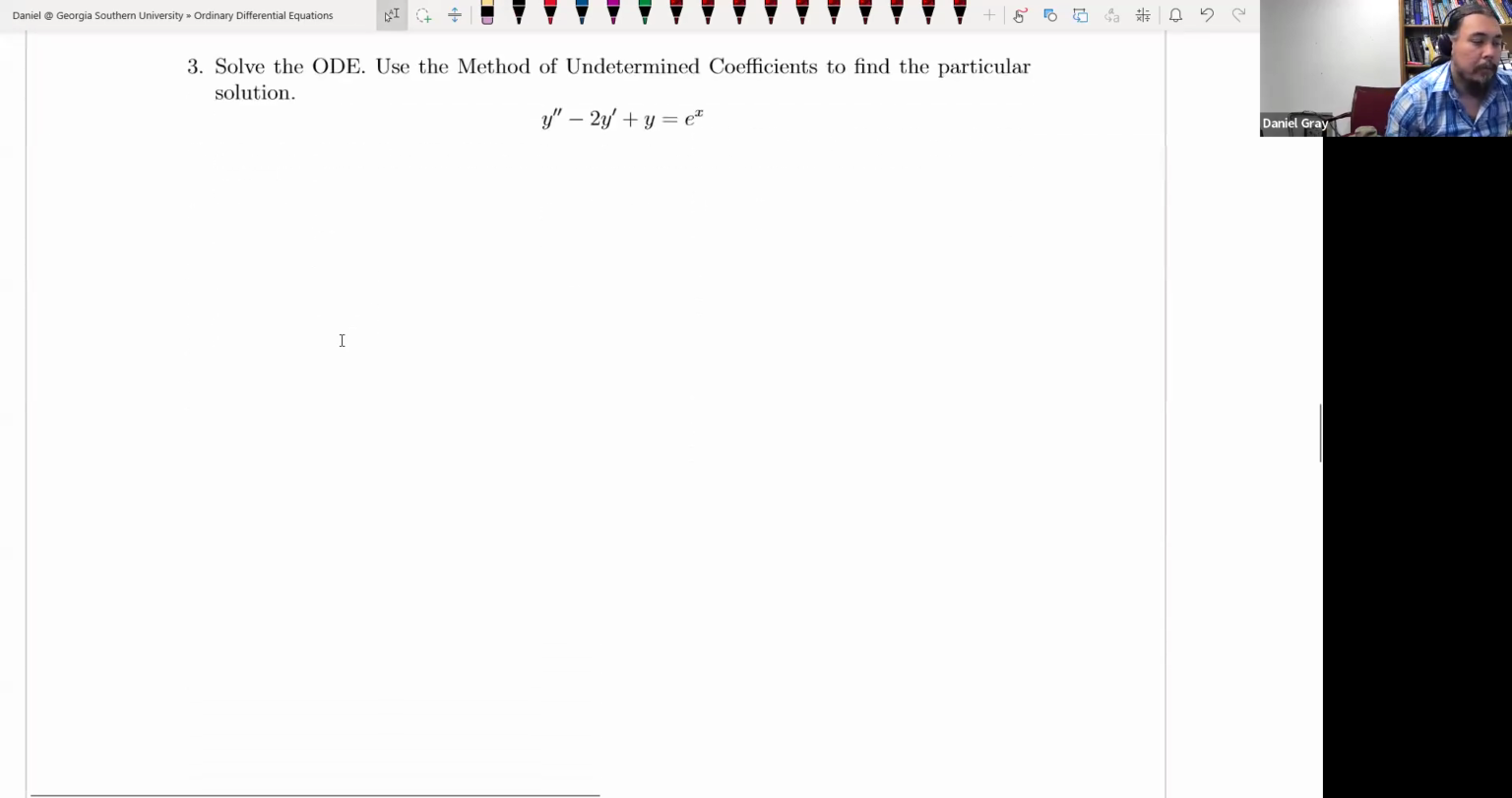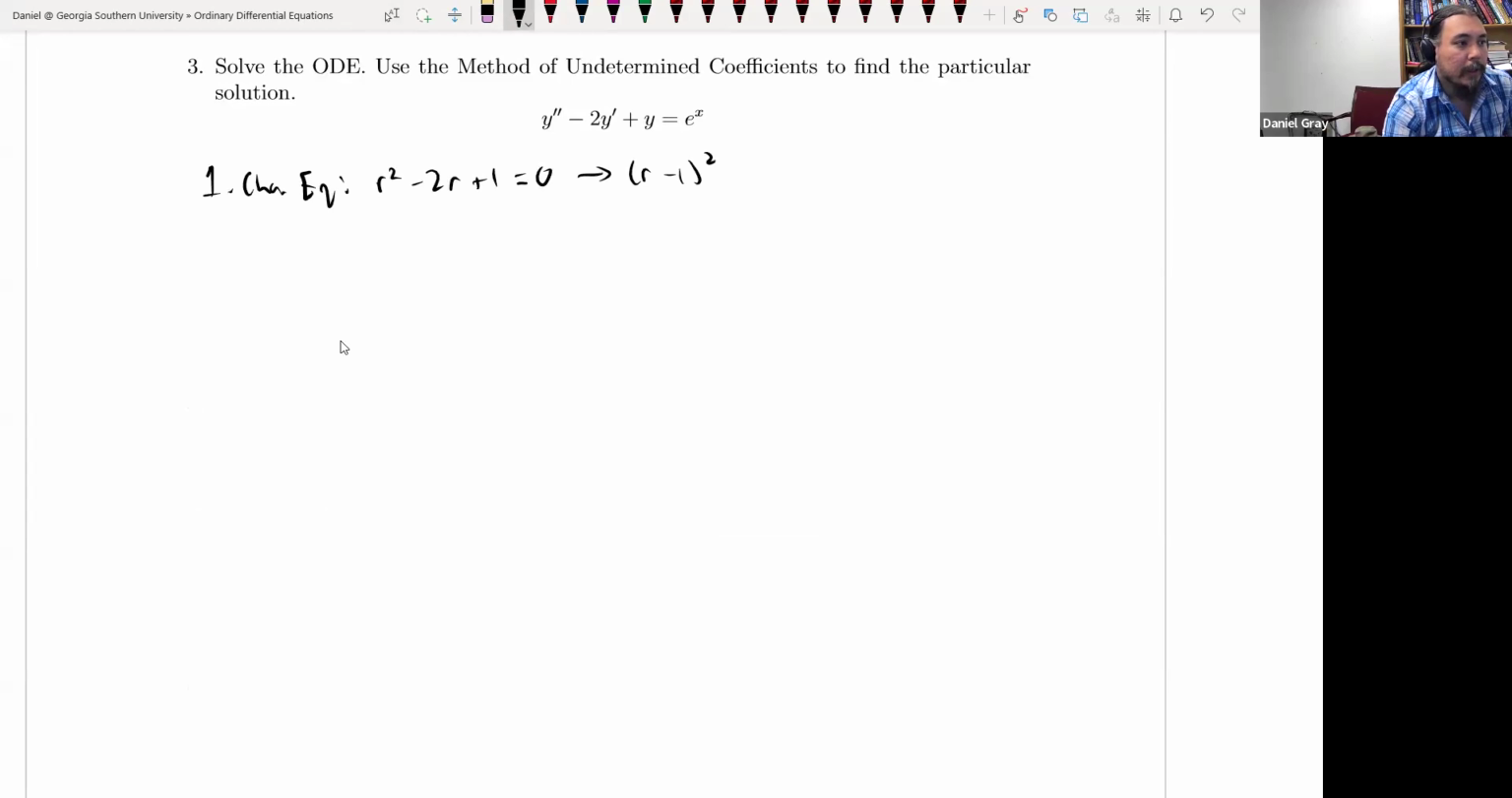All right, so now comes the part where we're actually solving some problems here. We have y double prime minus 2y prime plus y is equal to e to the x. And our step 1 here is just to get the characteristic equation, right? So that would be r squared minus 2r plus 1 equals 0, which we can factor pretty easily here. We get r minus 1 quantity squared is equal to 0, which means that we have only one root. We'll call it r1 is equal to 1, but it has a multiplicity of 2.